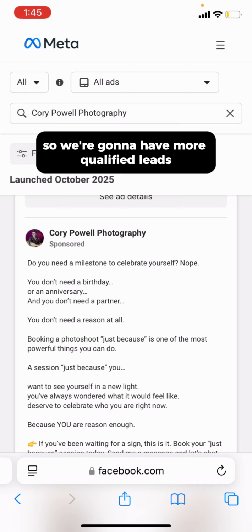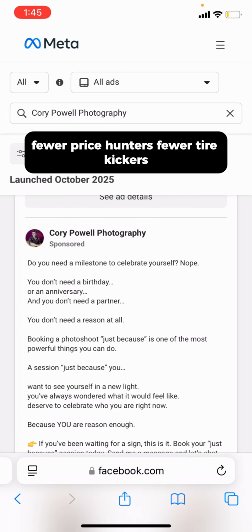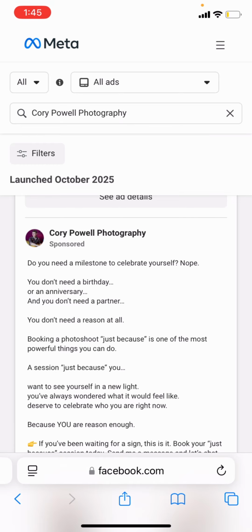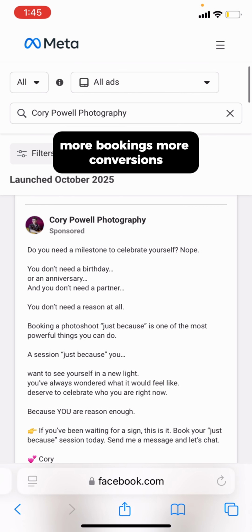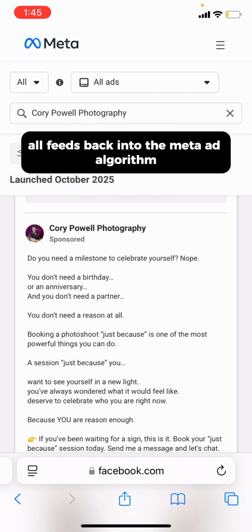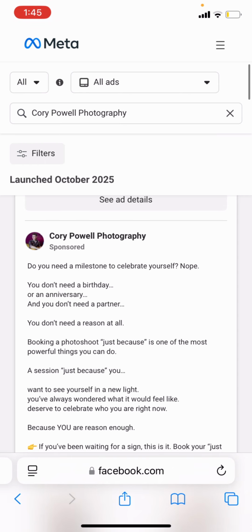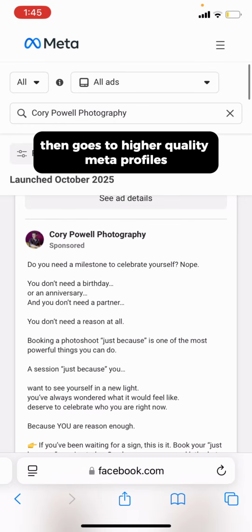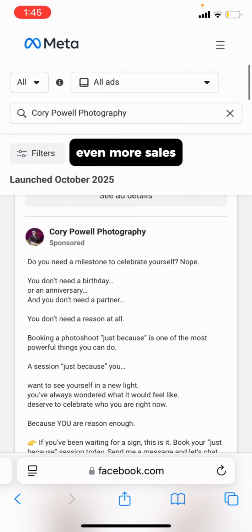So we're going to have more qualified leads, more qualified appointments, less ghosting, fewer price hunters, fewer tire kickers, fewer price objections, resulting in more sales, more revenue, more bookings, more conversions, higher ROAS from tranche one women. It all feeds back into the Meta ad algorithm, which then goes to higher quality Meta profiles for tranche two. Same ad spend, even more sales.